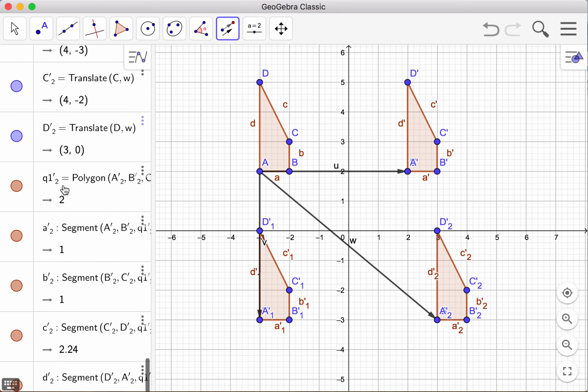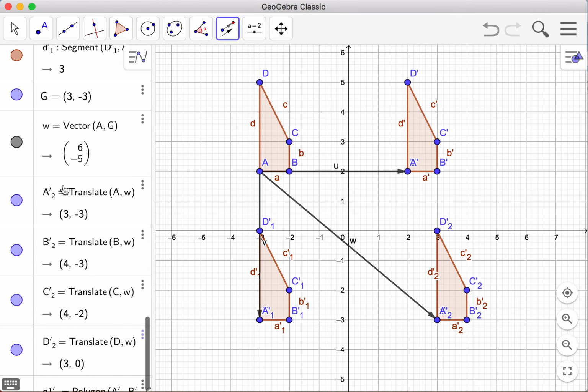So let's see our vectors. W, where are you? Yes. So we're moving 6 units to the right and 5 units downwards. So it's (6, 5) as the vector.